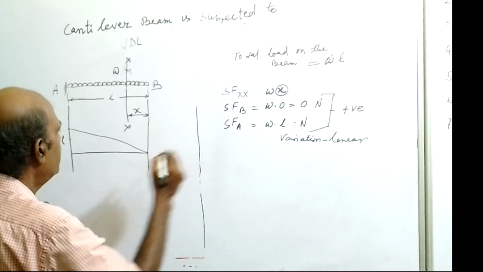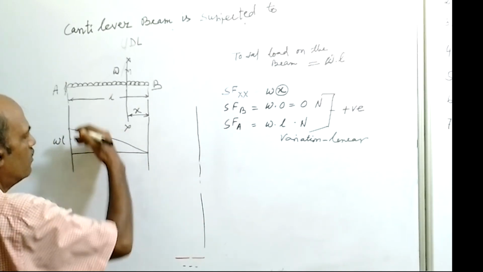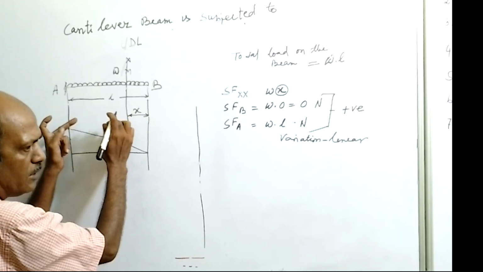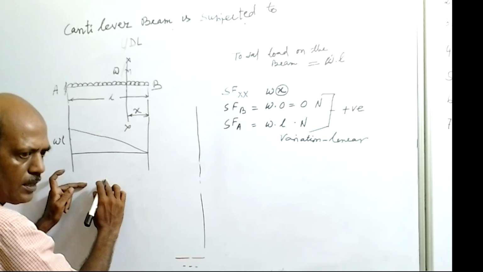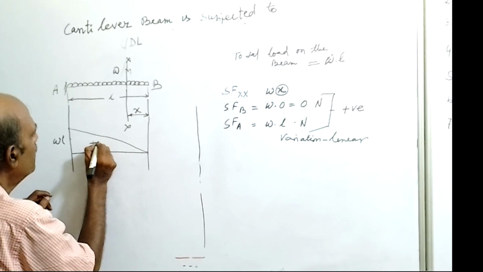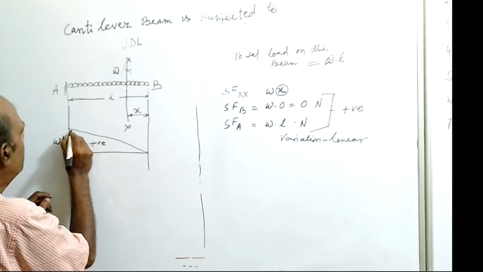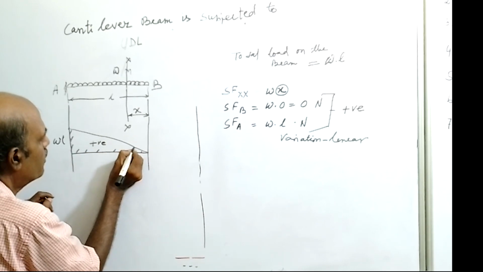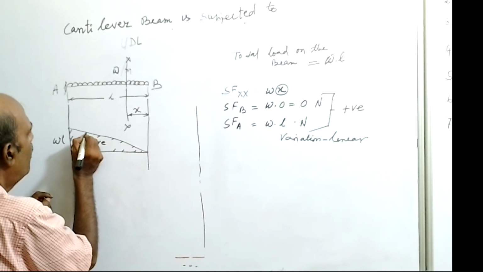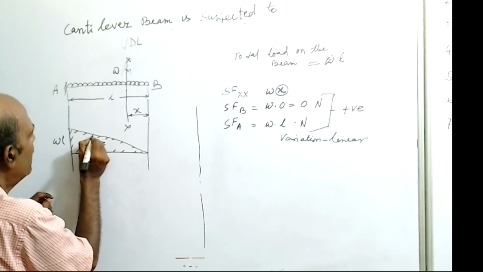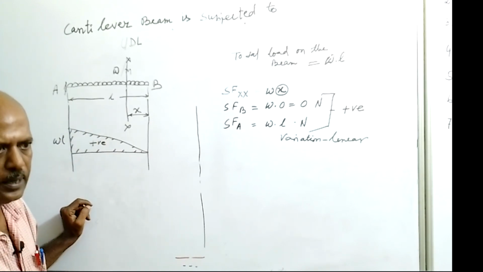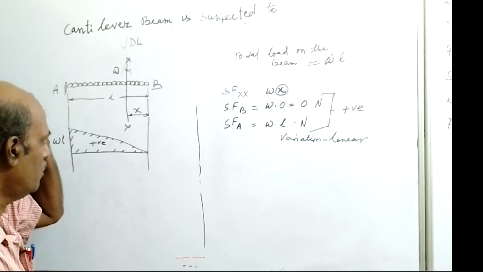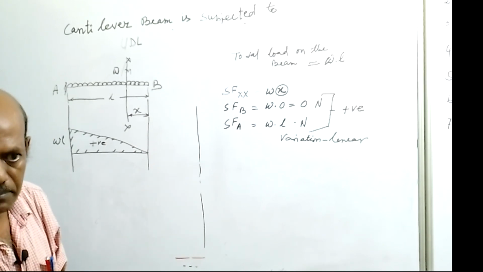Now, as it is positive, we have drawn the diagram on the positive side, meaning above this line. This is the positive; negative is below this line. So put this positive and put the hatching mark. So this is the shear force diagram for the cantilever beam under UDL, uniformly distributed load. Now we will go for the bending moment diagram.